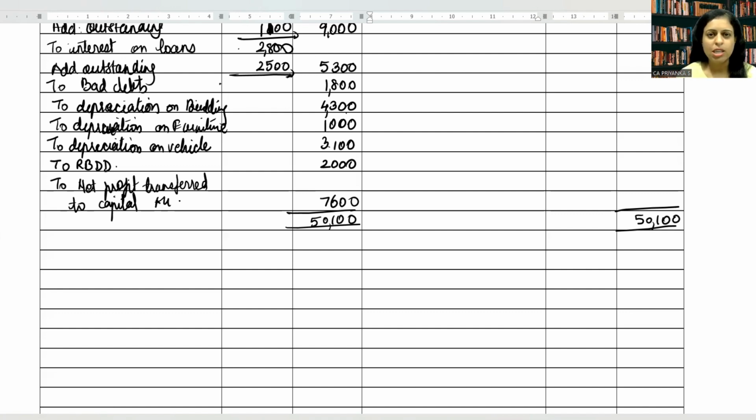So hope this trick is clear to you of how you prepare the final accounts and use this for each and every question that you have. You will solve it easily.